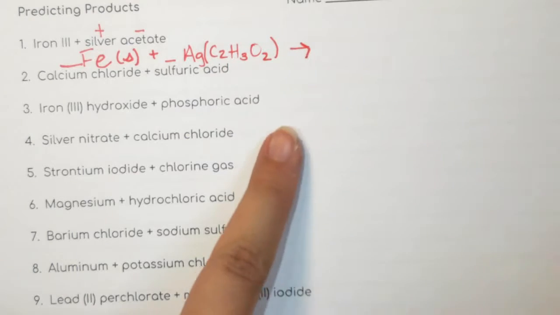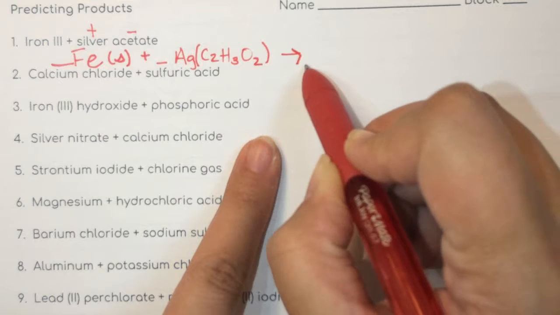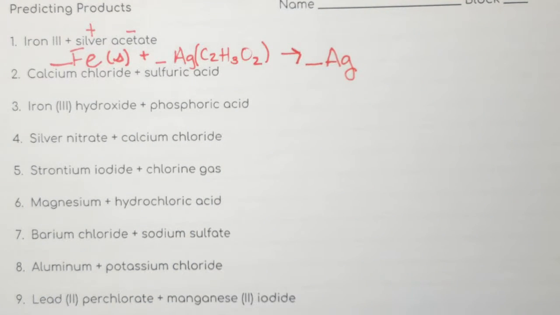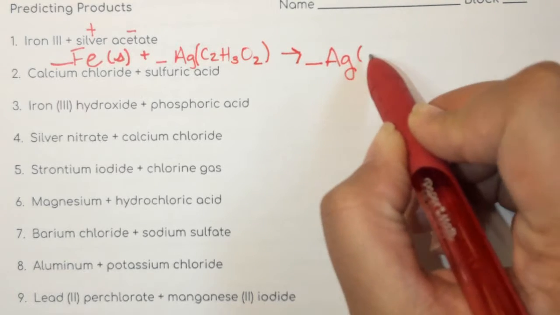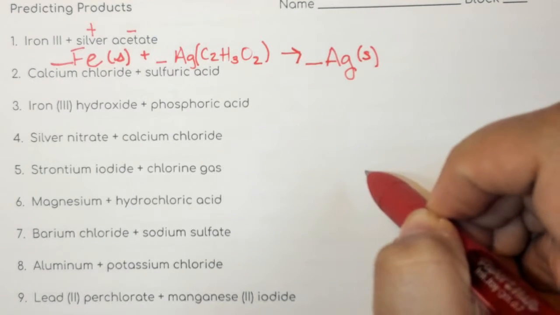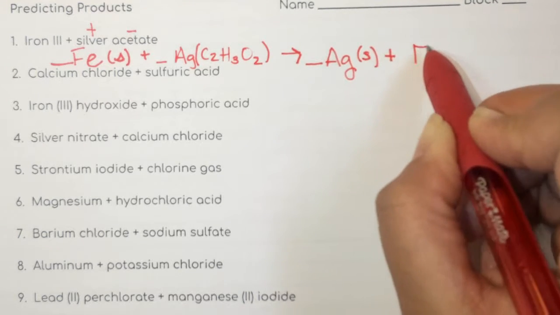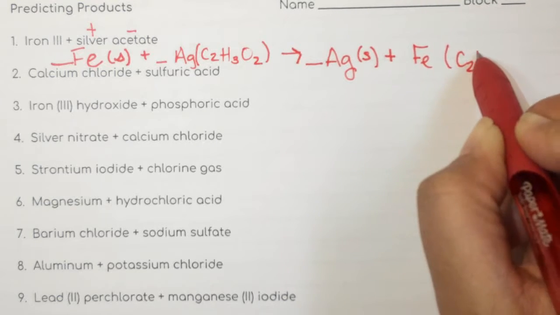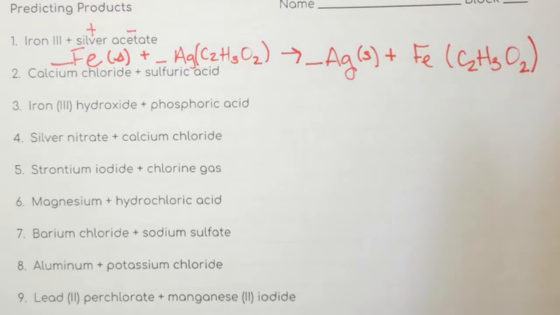So what I'm going to do is now I'm going to have silver by itself, and no, it does not matter which one or which order you put it in. I'm going to do silver first, and since silver is by itself, I don't consider its oxidation state. I do know because it's a metal by itself, I can put S next to it because it's a solid. And then iron is now going to be paired with acetate. And I'm going to write down the new combination, and then I'm going to come in and add subscripts afterwards.